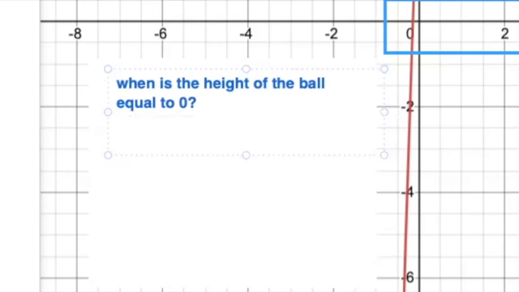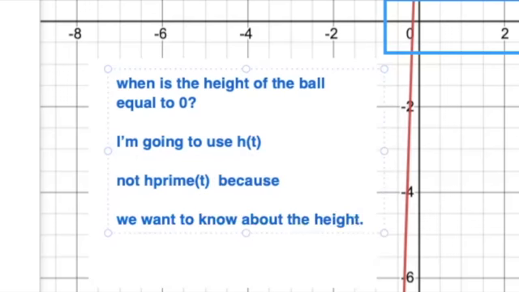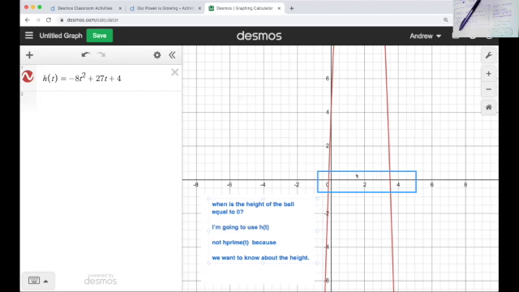Because here I'm going to use h of t, not h prime t, because we want to know about the height, not about the velocity. So I'm looking here at the original h of t, so where is the original h of t equal to 0? And here I have a little bit of interpretation to do.